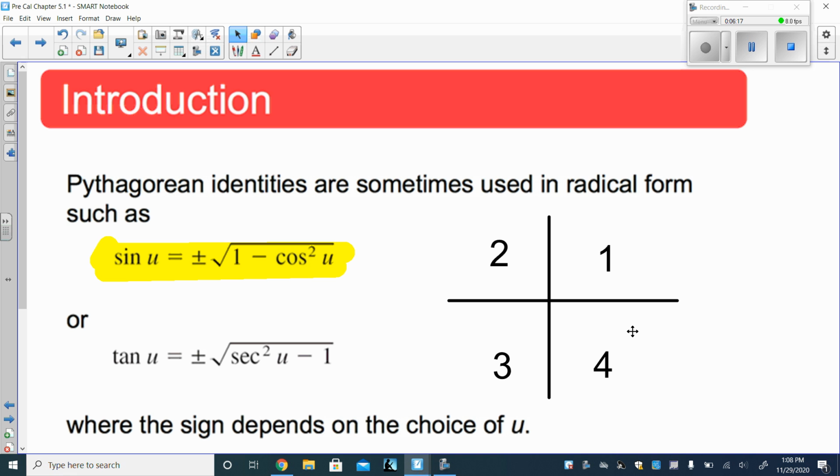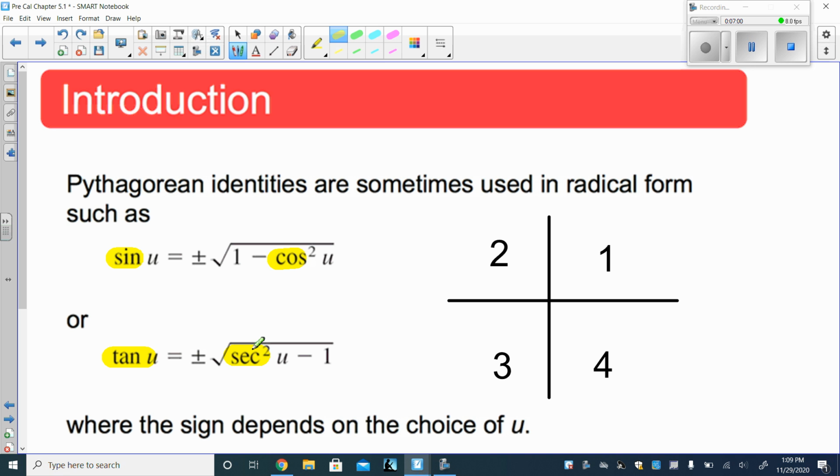The same goes for cosine and tangent or cotangent. We could have any one of these four. And if you're wondering about cotangent or cosine, it will be the exact same equation, except we're switching sine and cosine, or secant and tangent, or cotangent and tangent. So this here would be cotangent of u equals plus or minus the square root of cosecant squared u minus 1. And we can get them there, and we can do different ones. We're just solving for one of the terms.